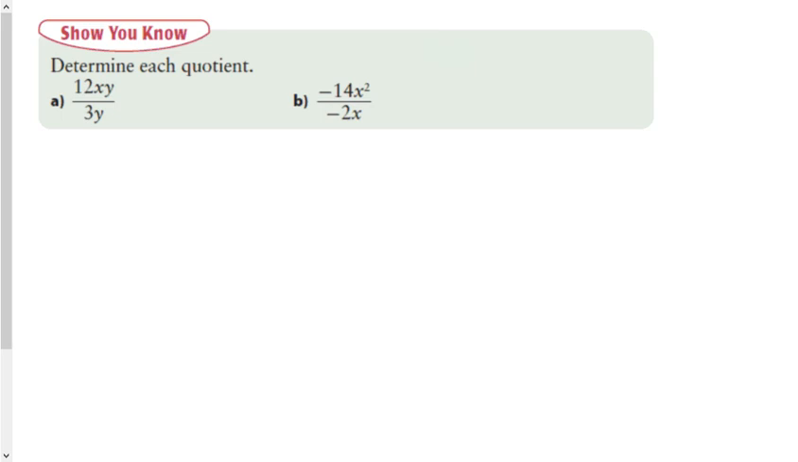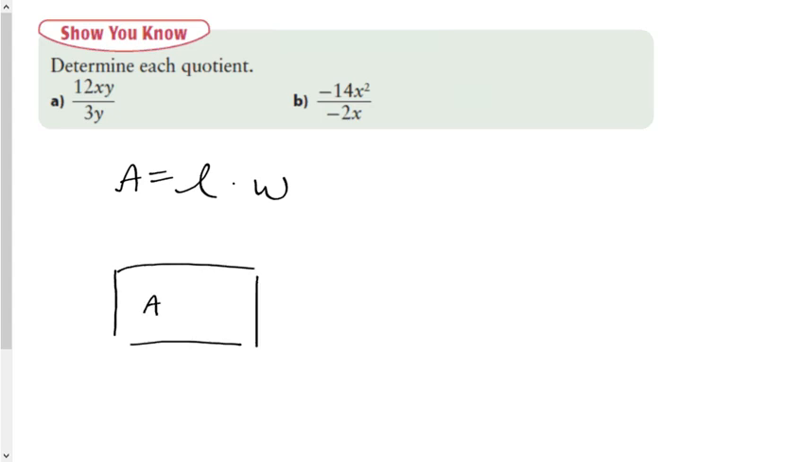Your second show you know is just a little bit different. Instead of doing the multiplication of a monomial by a monomial, we're going to do the division of a monomial by a monomial. So remember, area equals length times width, right? That's going to be our basis for this. And if I was to say, I know that the area of this one is 10 meters squared, and the length of this is 5 meters, how long is the width?